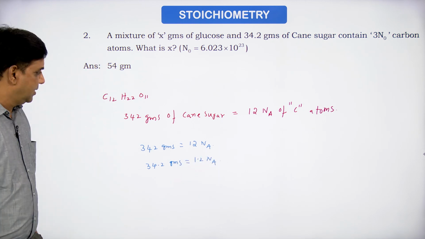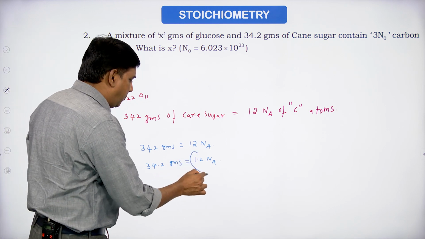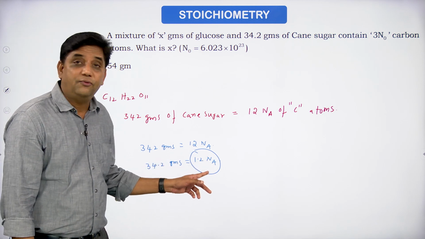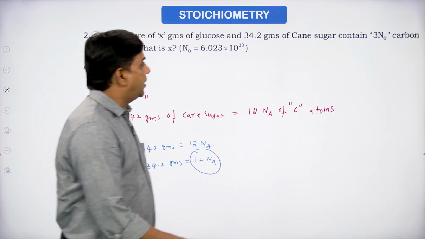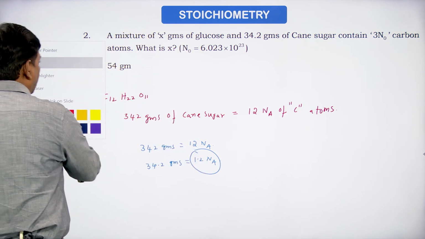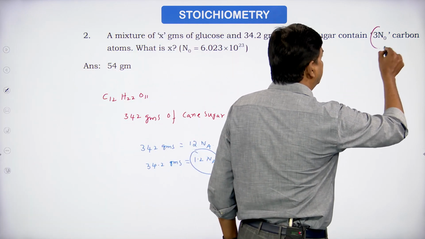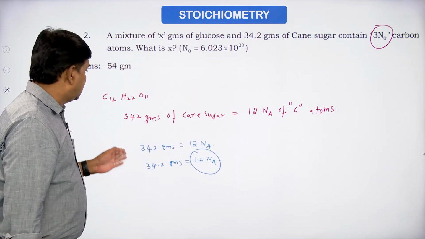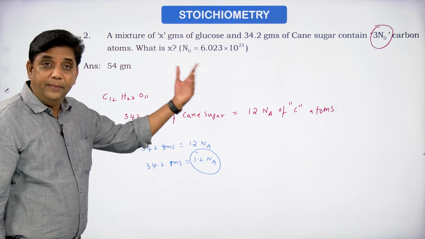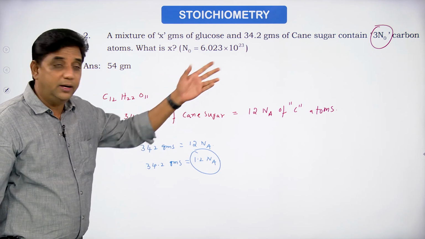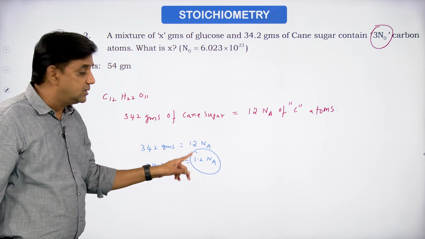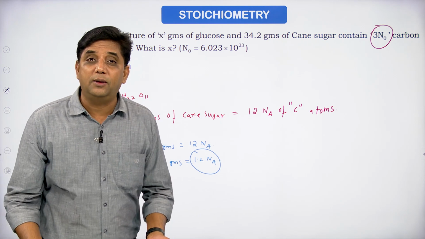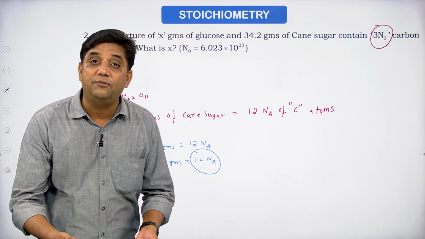Right? Now students, 34.2 grams of the cane sugar contains 1.2 moles of carbon atoms. But in the problem, what is given? The glucose and cane sugar together contain 3 moles of carbon atoms. Out of the mixture, the cane sugar alone contains 1.2 moles of carbon atoms. Then glucose contains how many carbon atoms? 1.8 moles of carbon atoms.